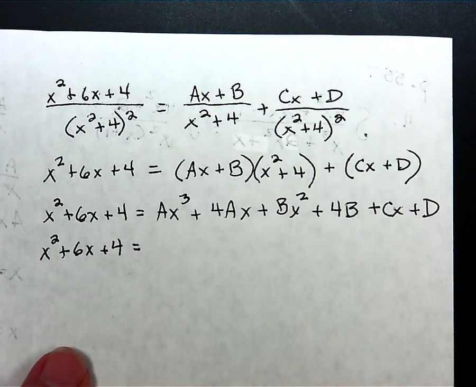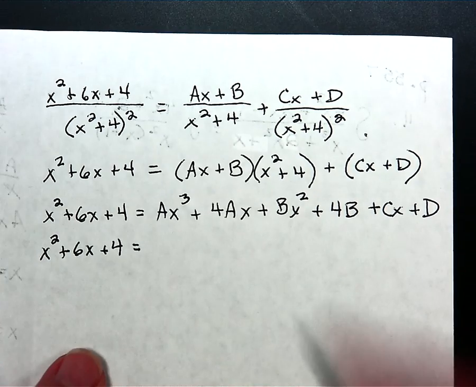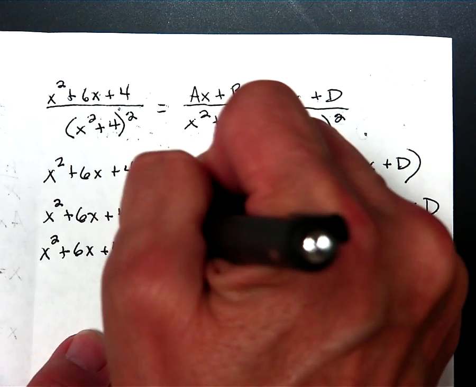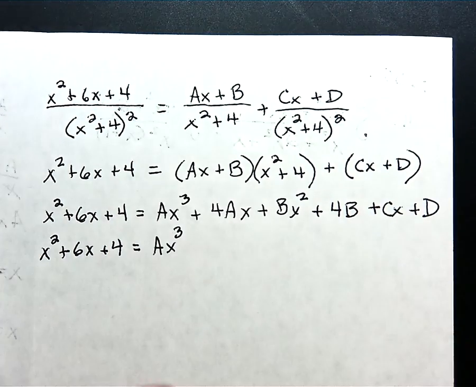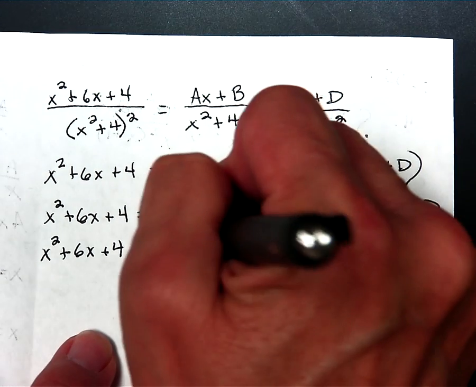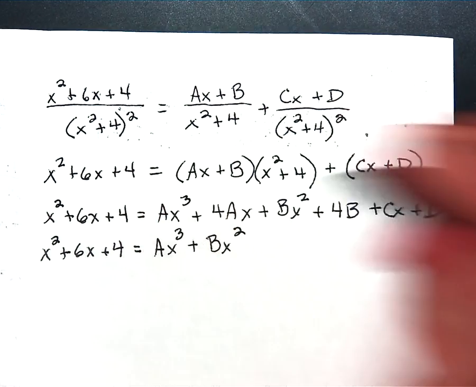Okay, let's put that right-hand side in descending order. I have an Ax cubed, a Bx squared. Hold on, I gotta sneeze.